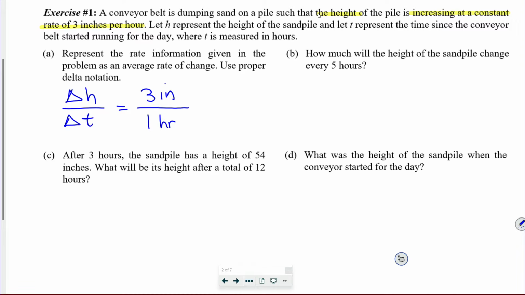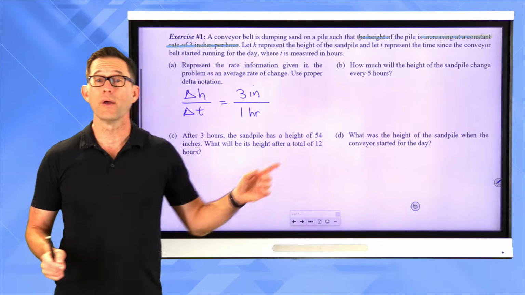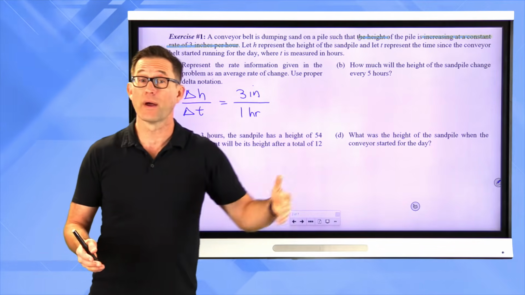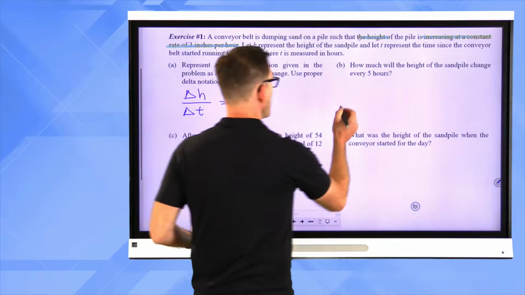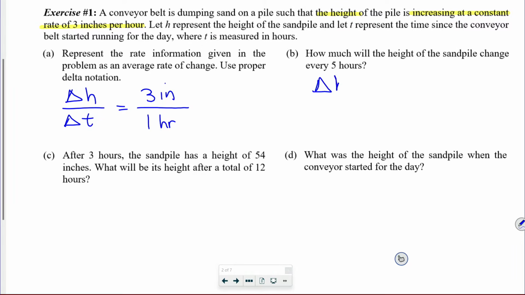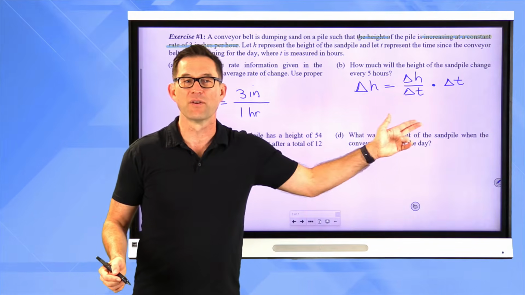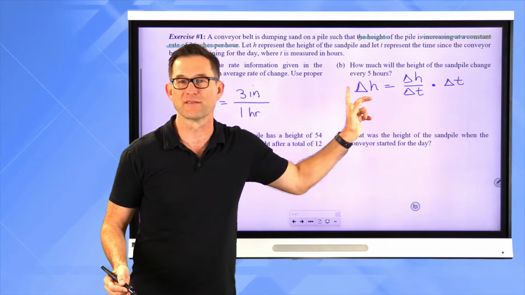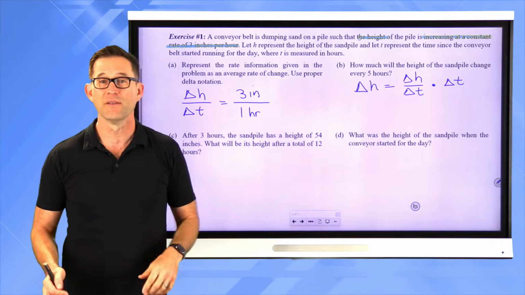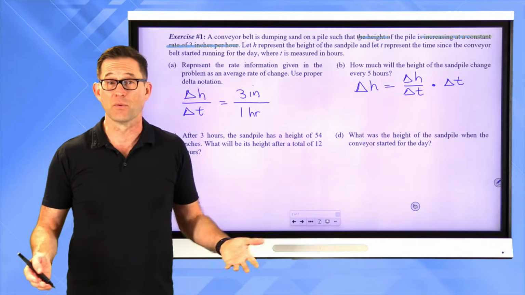How much will the height of the sand pile change every 5 hours? Well, this is super easy, right? We're looking for a change, right? We want delta H, but think about this for a moment. This should make all the sense in the world. Delta H, in this case, will be delta H over delta T times, actually let me use a little dot, times delta T. I mean, think about this, right? Of course, delta H equals delta H over delta T times delta T. The two delta T's would cancel out, and delta H is equal to delta H. The change in H is equal to the change in H.